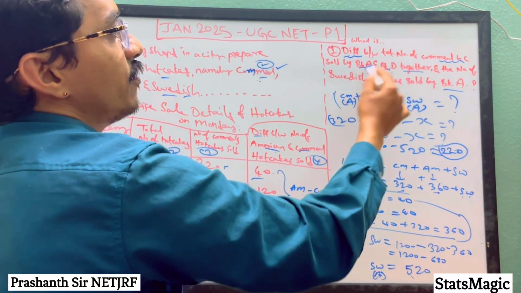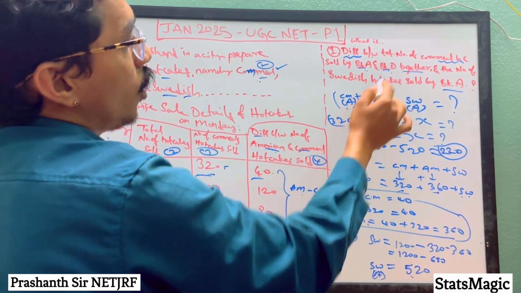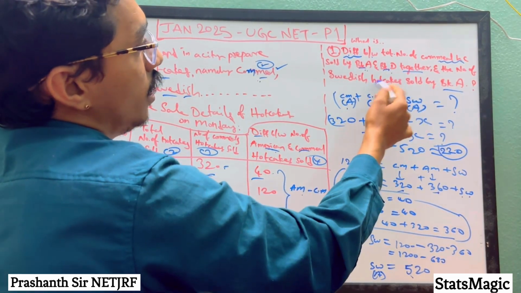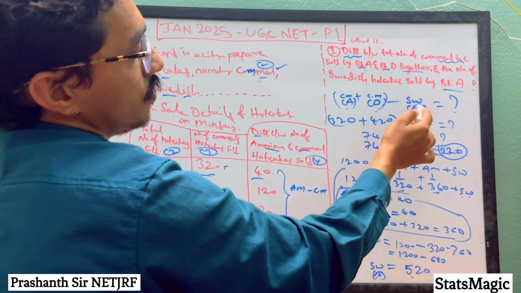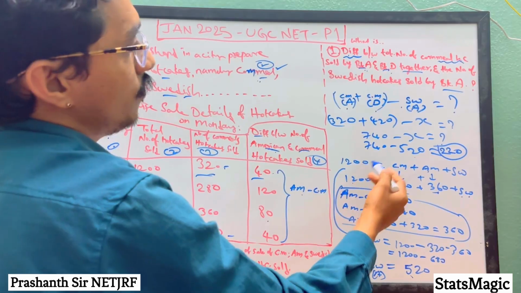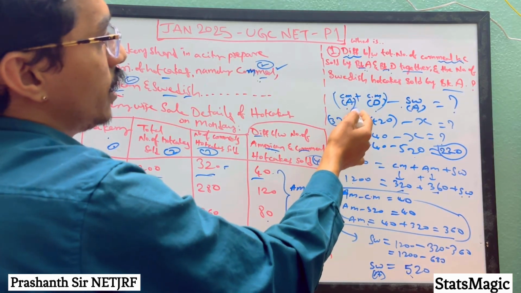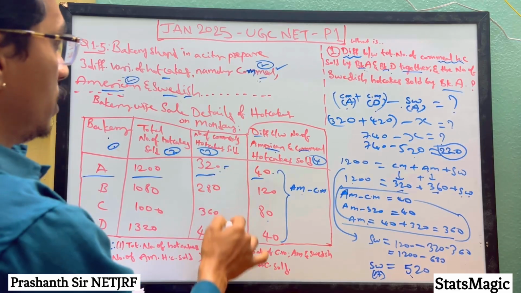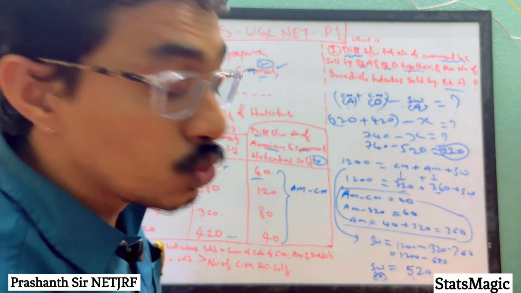Understanding the question is important. The difference between corn meal of A and corn meal of D together, and minus the difference between these two together, and minus the number of Swedish hotcakes. That means minus the Swedish of A. Swedish of A is 520. Then this is 740, because American and corn meal of A and D, which is corn meal, this one 320 plus 420. So our answer is 220 here.